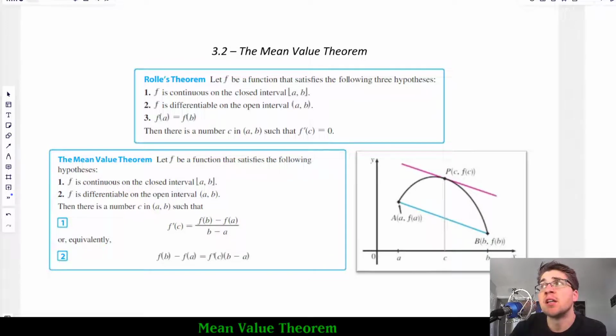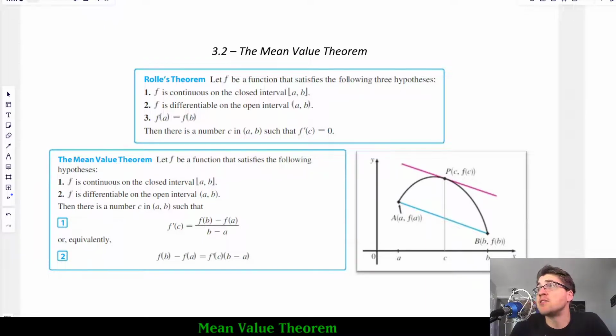Hey class, I wanted to talk a little bit about the mean value theorem. You do have, I think I assigned like 2 questions from WebAssign on this. It's not something that's vitally important, but yeah, there's one of these questions on the practice exam.